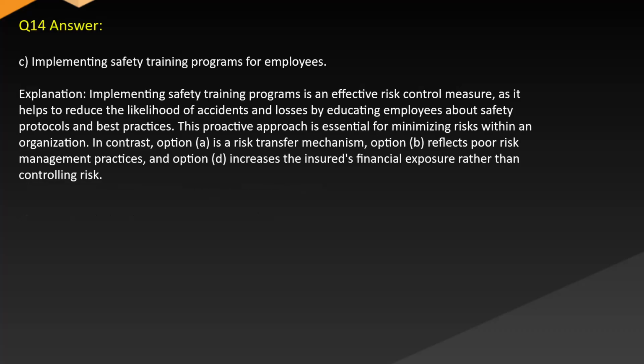Answer C. Implementing safety training programs for employees. Explanation. Implementing safety training programs is an effective risk control measure as it helps to reduce the likelihood of accidents and losses by educating employees about safety protocols and best practices. This proactive approach is essential for minimizing risks within an organization. In contrast, option A is a risk transfer mechanism. Option B reflects poor risk management practices, and option D increases the insured's financial exposure rather than controlling risk.